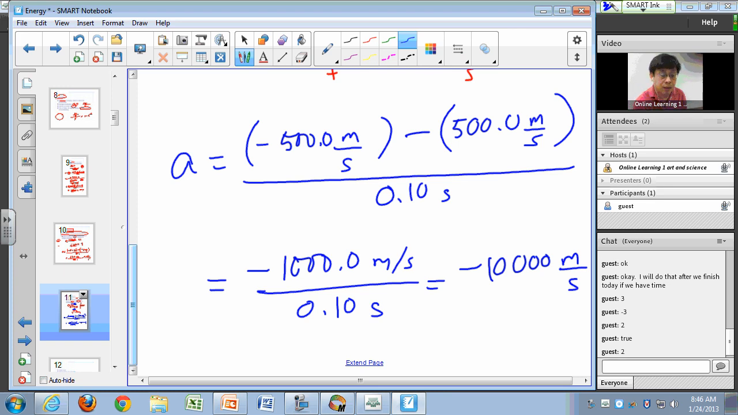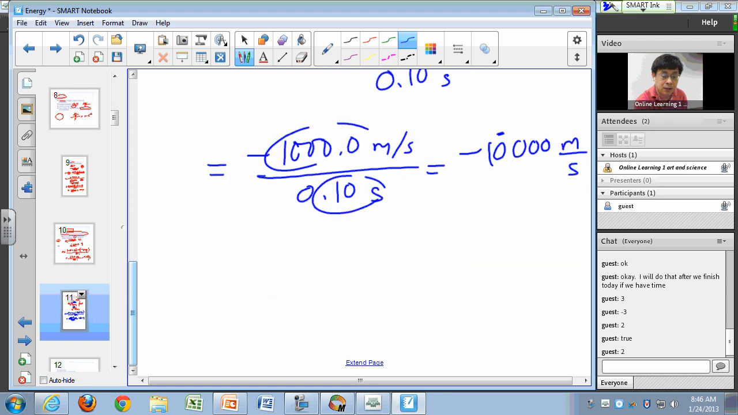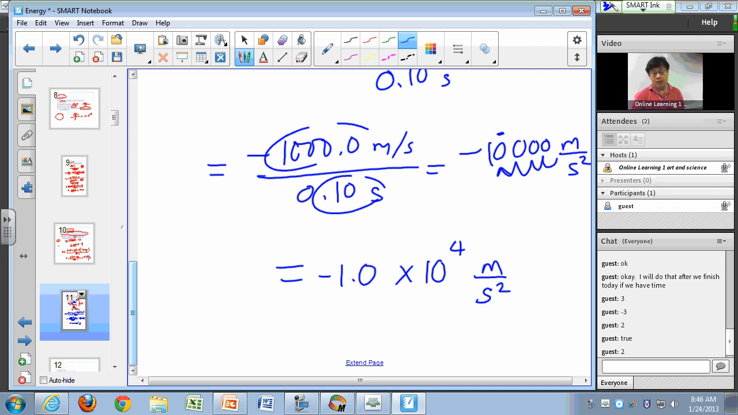Very good. 2 sig figs in the denominator, 5 in the numerator. So my last sig fig is this 0 right here. So it's better for me to write this as negative 1.0 times 10 to the 4th meters per second per second, so meters per second squared. That's your acceleration. Notice your acceleration is negative.